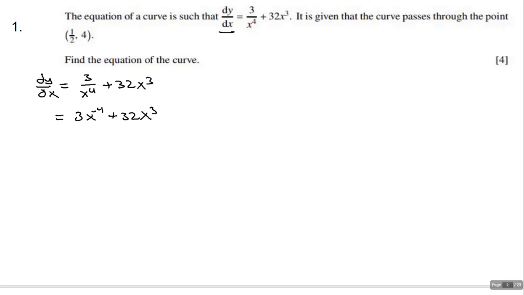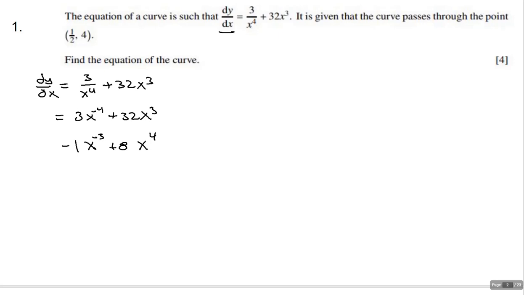So in this case, when we're doing integration, I'm always going to write the base first. Then I'm going to add to the exponent, so that's going to become a negative 3. And then I'm going to divide by negative 3. 3 divided by negative 3 is negative 1. We don't have to write it, but I'm going to write it. Now I go on to the next one, where again I write the base, add 1 to the exponent, and then take this number and divide by it. So 32 divided by 4 is going to be 8.